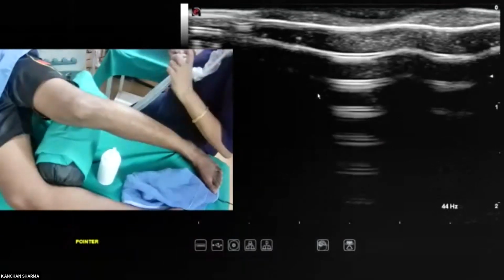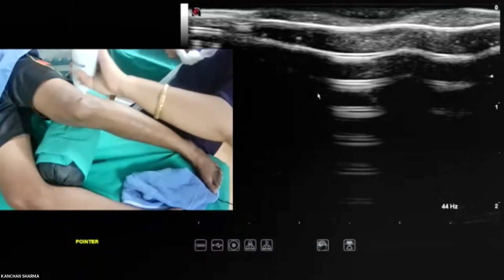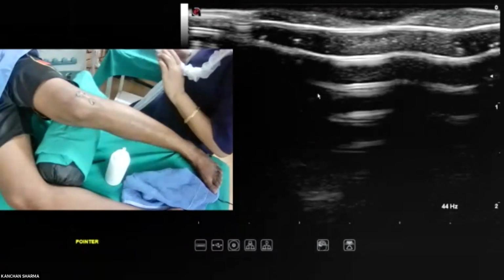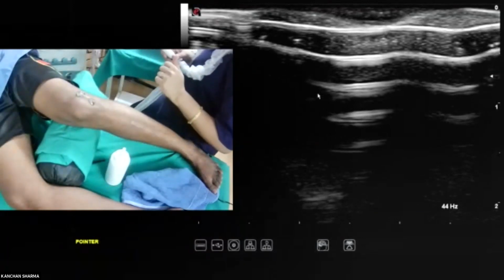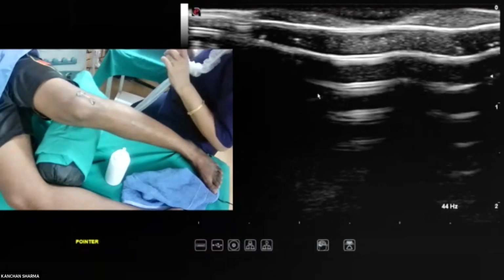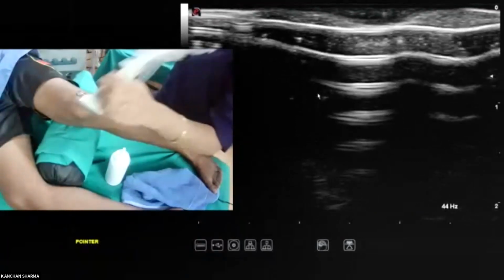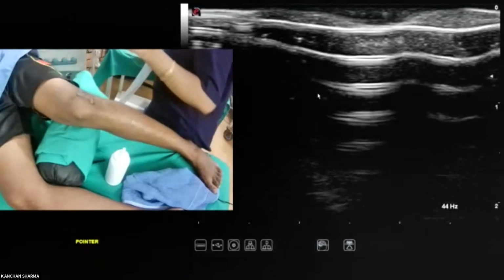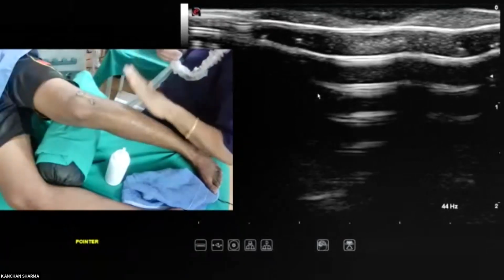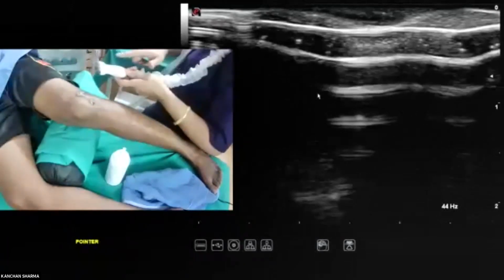What I have told you, if you want to look for the iliotibial band, you need to put your probe from femur to tibia. And if you want to look for the lateral collateral ligament, your probe should be from femur to fibula. Again, the probe is in the longitudinal axis. First, we have learned the position. Now we should be learning the probe position.